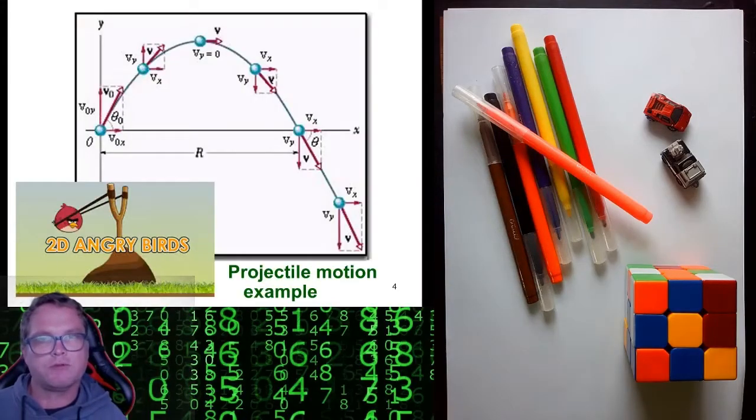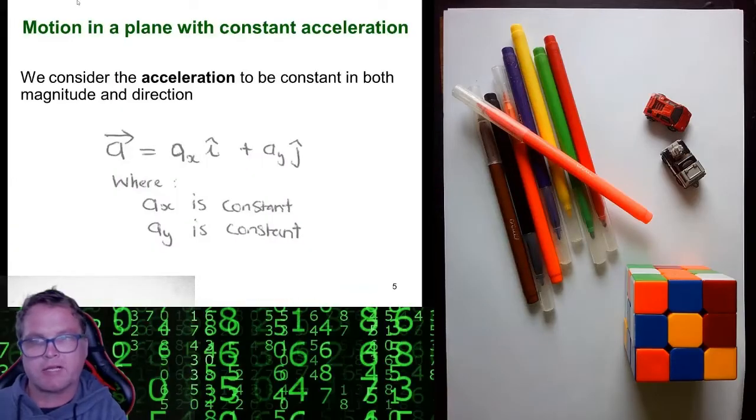Here's another example of motion in a plane, or motion in two dimensions, and this is an Angry Bird. The Angry Bird is being shot off at some angle, and then it's following this projectile motion trajectory through space. In this case, we're viewing it from the side. Again, you can see its velocity is this arrow shown as a tangent at each point along the path, and it's made up of two components. It has an x component and it has a y component. We'll speak a little bit about this in more detail to come.